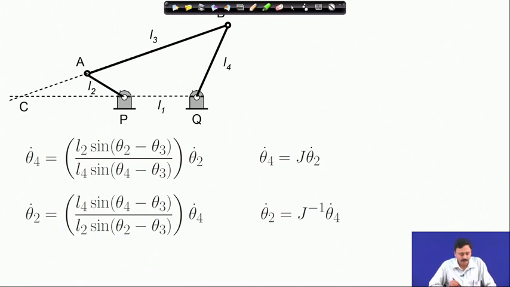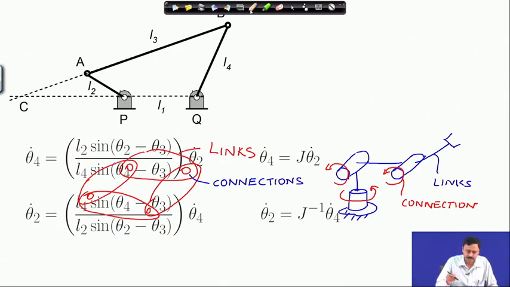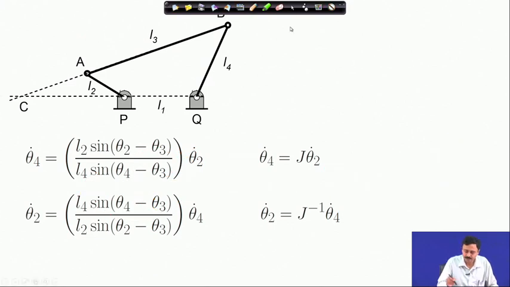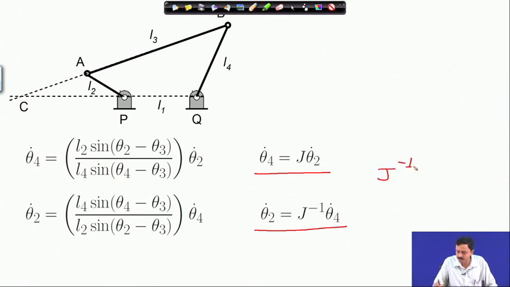So, let me write down the relations once again. What I have done here is I have written it in two ways. I have kind of inverted: I have written theta 4 dot in terms of theta 2 dot, and here I have written theta 2 dot in terms of theta 4 dot by the Jacobian inverse, which is 1 by J. Essentially, since it is a scalar, the Jacobian inverse is 1 over J.